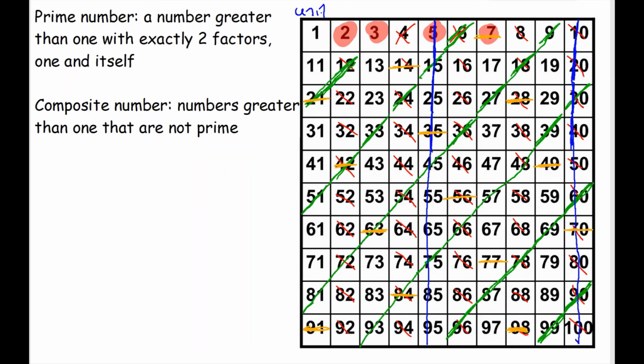Okay, so everything that I haven't crossed off should be a prime number. So let's take a look. We have 7, 11, 13, 17, 19, 23, 29, 31, 37, 41, 43, 47, 53, 59, 61, 67, 71, 73, 79, 83, 89, and 97 are all of my prime numbers.